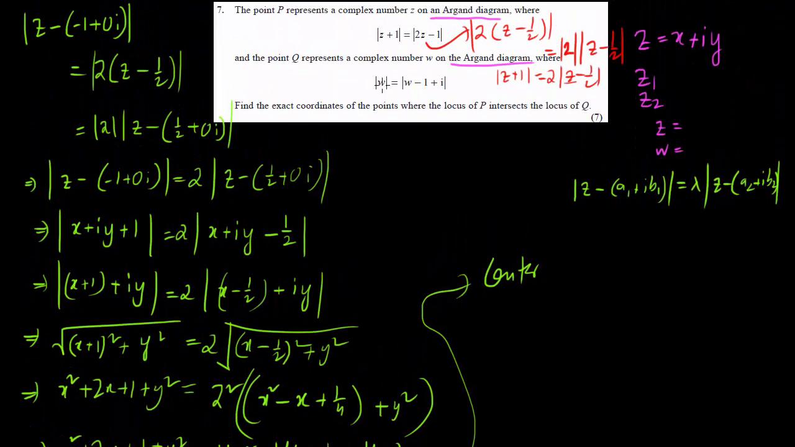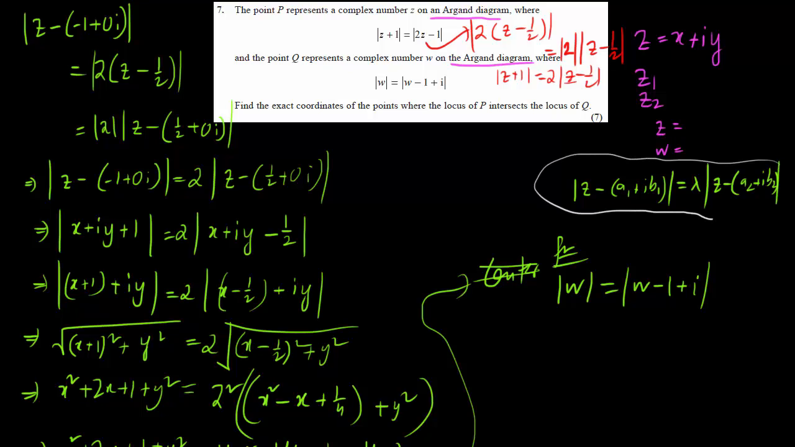So the next transformation is modulus of w equals modulus of w minus 1 plus i. So this is not a w plane. It's just a complex number called w. Remember, this was the first format. So there was a lambda, so this was a circle for sure. But this one doesn't have any lambda over here. That means it's a perpendicular bisector line. It will be a line. So let's do this directly.